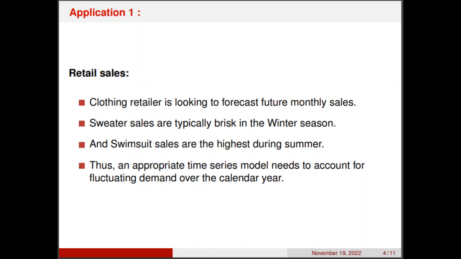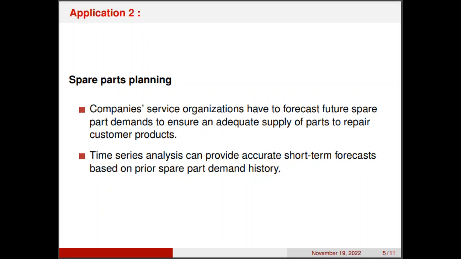So the next application is spare parts planning. The company service organization has to forecast the future spare parts demands to ensure an adequate supply of parts to repair the customer products. So the time series analysis can provide accurate short-term forecasts based on the prior spare parts demand history.